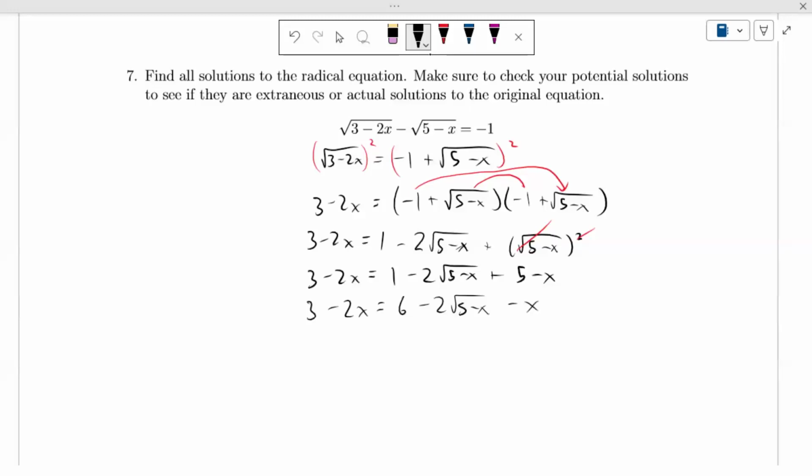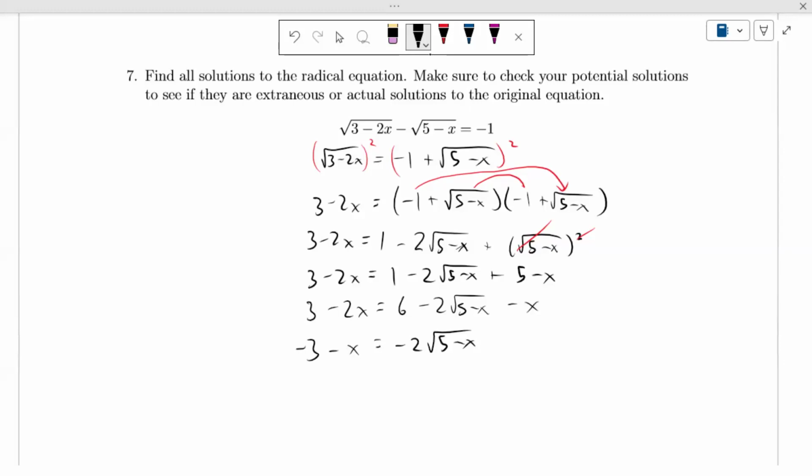So I'm going to subtract 6 from both sides. I get -3. I'm going to add x to both sides, and I get a minus x, right? And then now, right, all that's left over on the right-hand side of the equation is -2 square root of 5 minus x. Okay? Fair enough. Now, I'm going to divide by -2 on both sides, right?